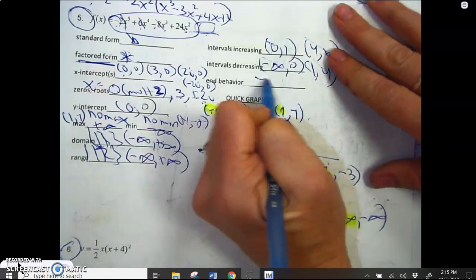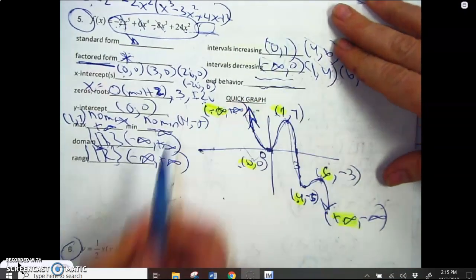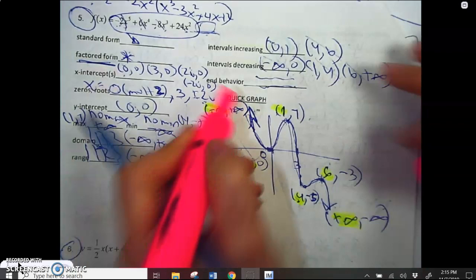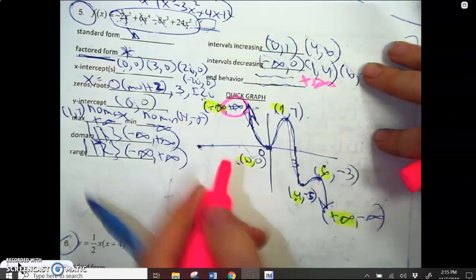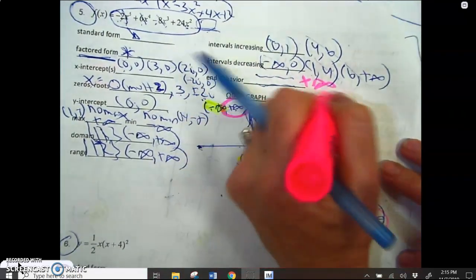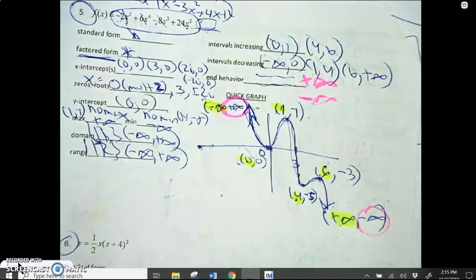Okay? As x approaches positive infinity, f of x approaches, and so on. When it's on the negative side, it's positive. When it's on the positive side, it's negative. And you're going to write it out.